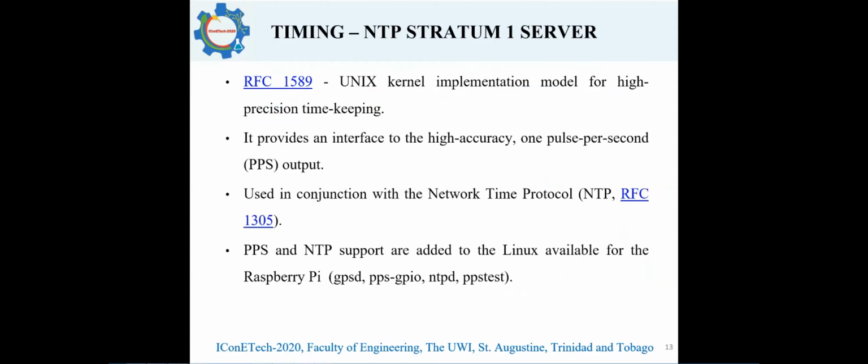In terms of timing, we convert the Raspberry Pi into a Stratum 1 time server by synchronizing the NTP software on the Raspberry Pi to the GPS module using the pulse per second to discipline the GPS signal to achieve a timing accuracy of about 1 millisecond. The time is synchronized in UTC or Coordinated Universal Time, which is a standard time format used in seismology.